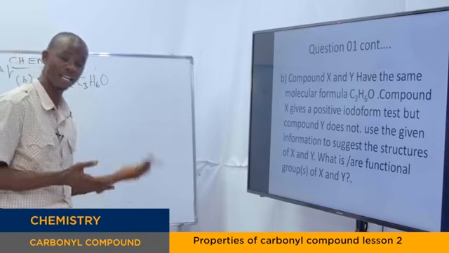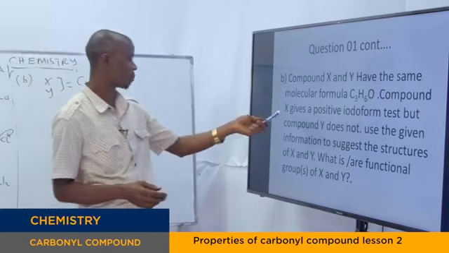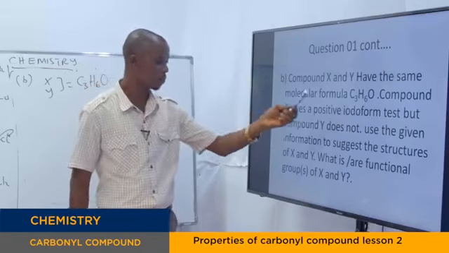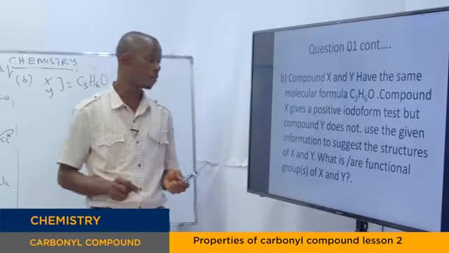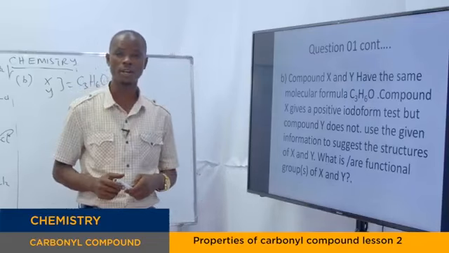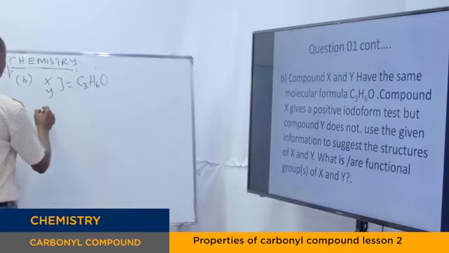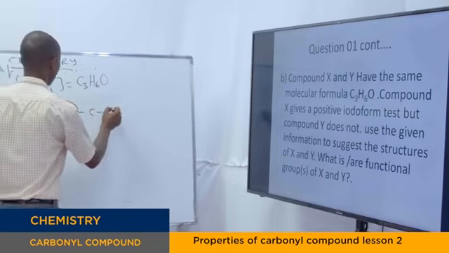How do you know that this is aldehyde and ketone? If, for example, here we are told that X gives a positive iodoform test, that means X is the carbonyl compound, but it has got a terminal methyl group. So it is very simple. You can write it this way: 3 carbon atoms that way.